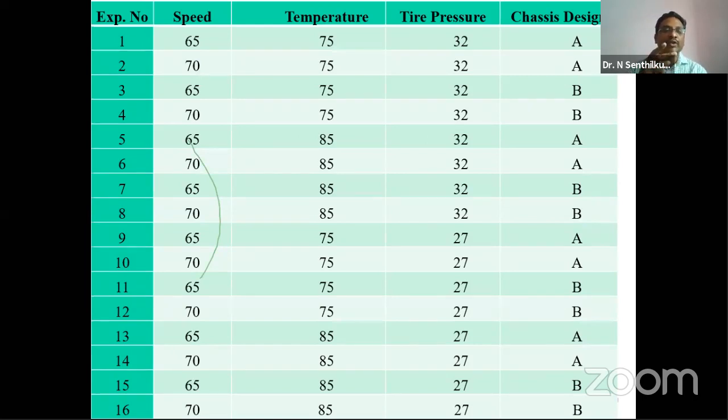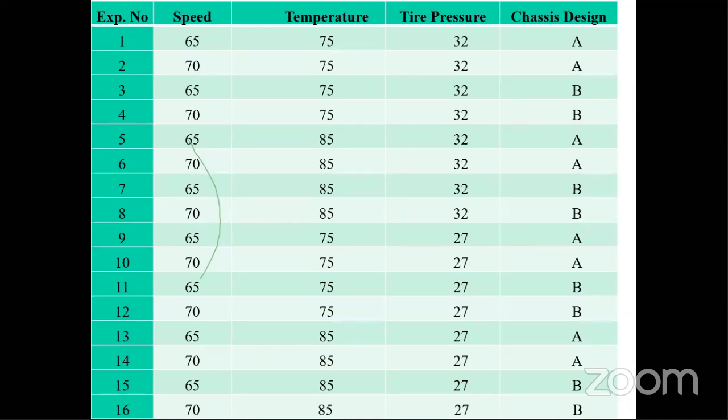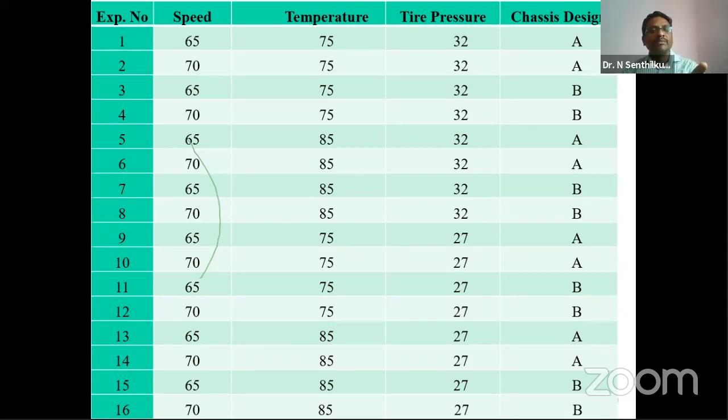Here you can see speed is varied by two values, 65 and 70. Similarly temperature 75, 85, tire pressure 32 and 27, and two chassis designs, A and B. In the first experimental run, the speed is fixed at 65. In the second run, temperature, tire pressure and chassis design I am going to keep constant, and the speed alone we are going to change. In the third and fourth, the chassis design is changed to B. That is, in a single experimental run we have to change only one parameter so that the influence of the parameters can be studied. And no interaction effect can be studied in this case of single factor experiment.